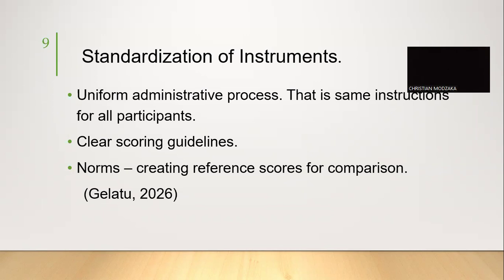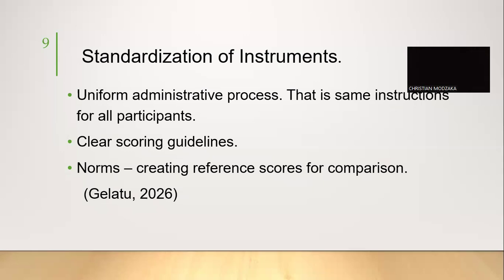We can make it uniform, so that it won't vary across users. Maybe if I use it and someone uses it, we should have the same attributes. All right. So in effect, we say it should be a standardized instrument. It should have a uniform administrative process. Administration means using something or trying to employ it, in effect, just using something.